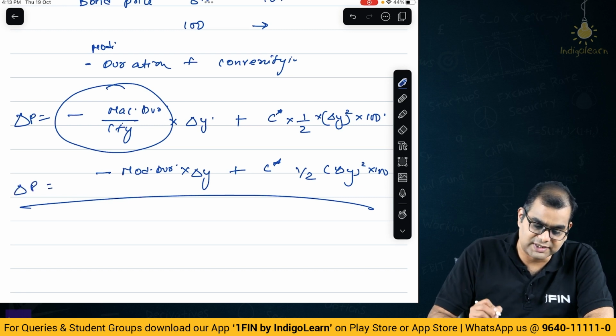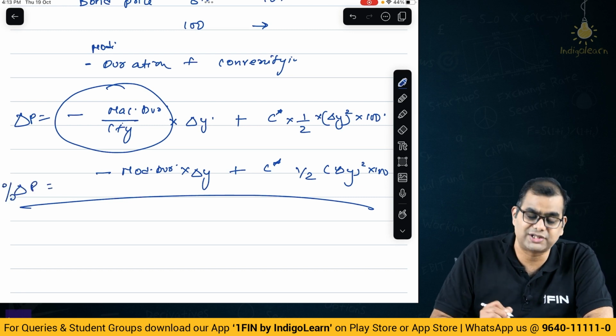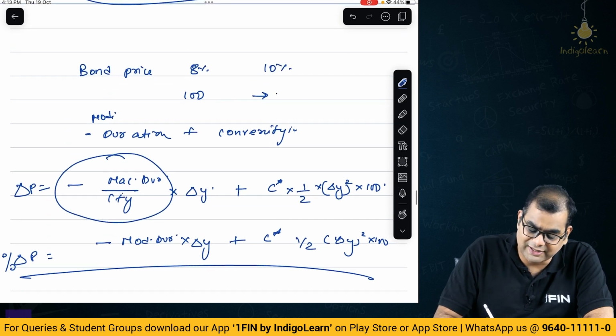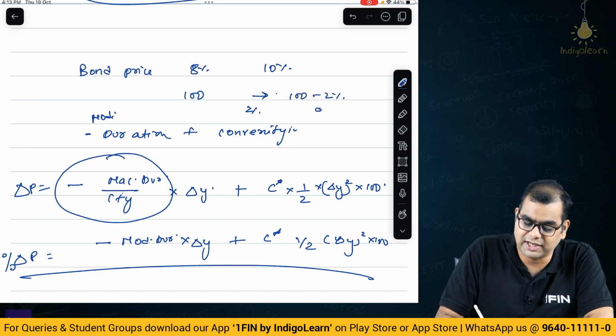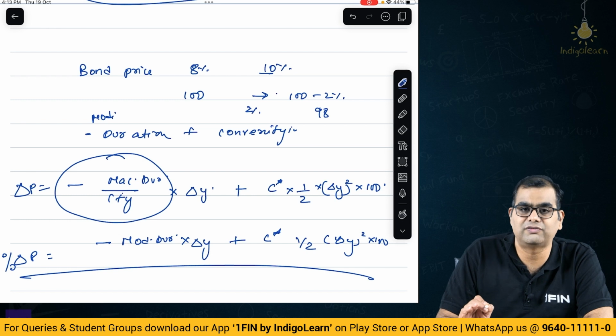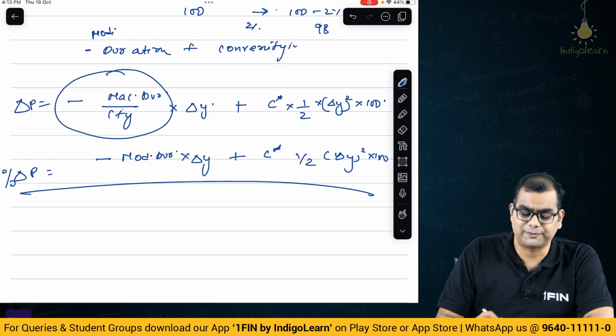How much is the percentage change in price? And please note, this is percentage change in price for a percentage change in yield. So, you will not exactly get 100. If you do all of this, you will get a value of 2%. So, 100 minus 2%, which is 98. Why? Because yield has gone up, price will fall down. Okay. So, that is how you compute.